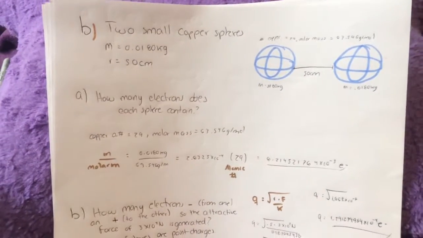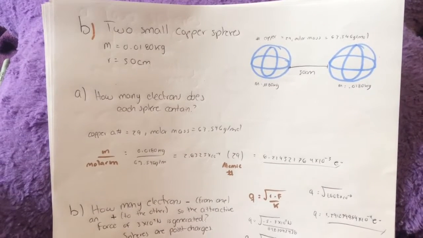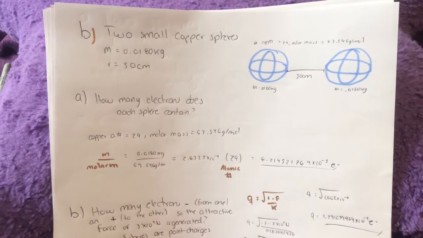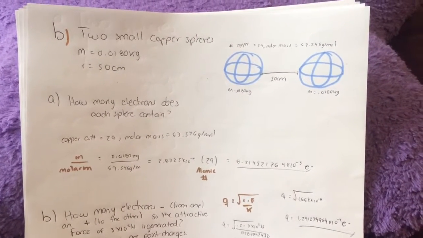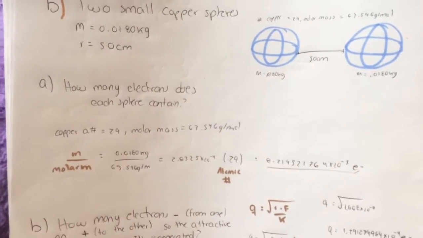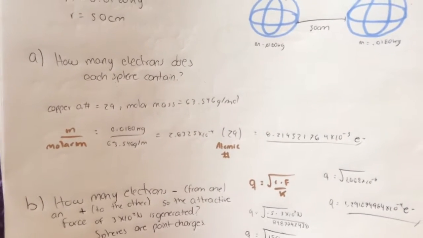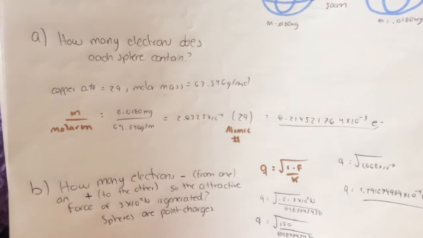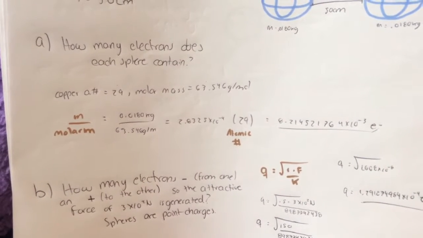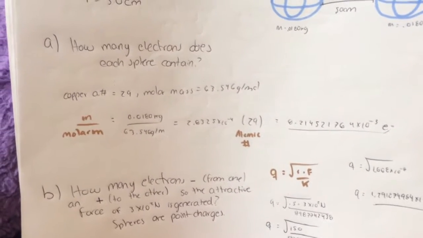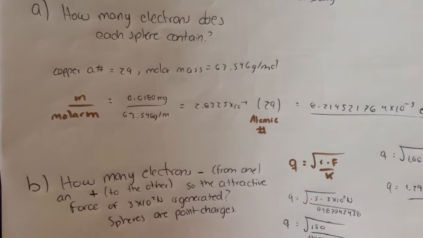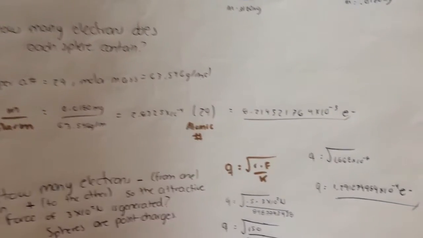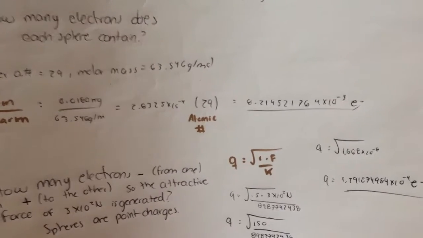Problem number 2 says that we have two small copper spheres, each with a mass of 0.018 kilograms, separated by a distance of 50 centimeters. The first question asks how many electrons each sphere contains. They give us the copper atomic number of 29 and the molar mass. To get the electrons, we divide the mass by the molar mass, and then multiply the result by the atomic number. Here is the result.